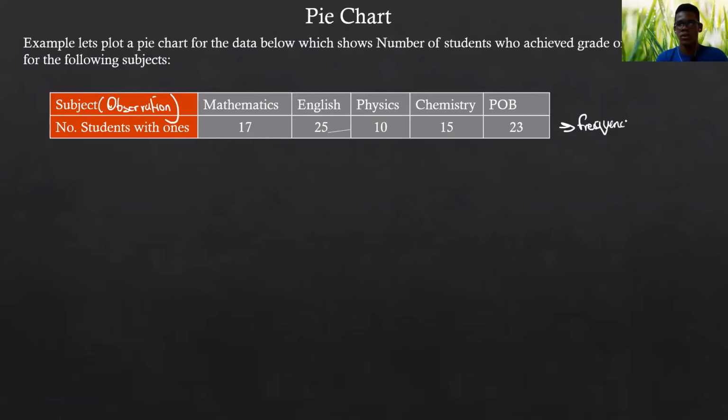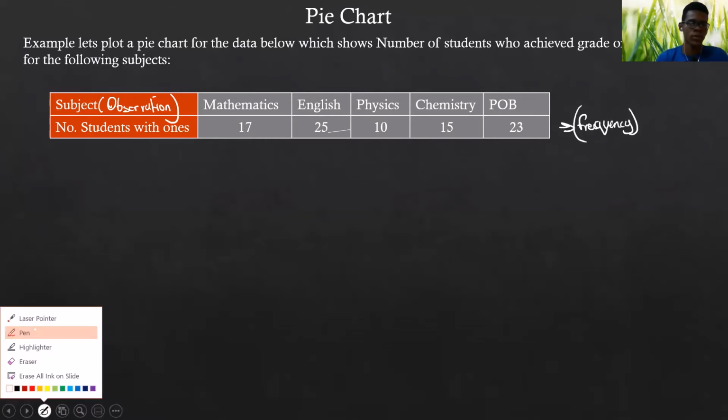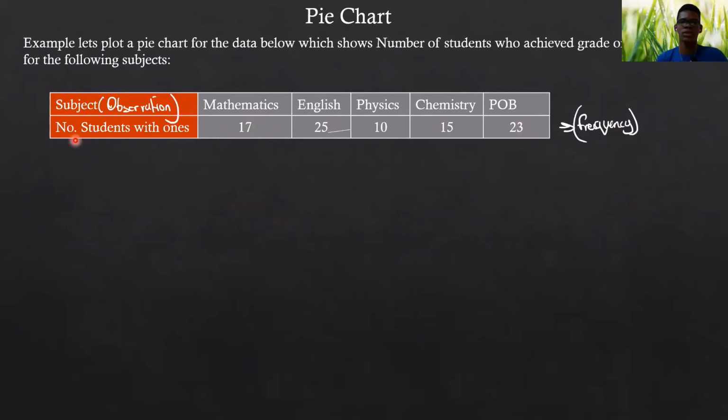Good. And these values just mean the frequency, or the number of students with grade 1s. So maths, 17 students got grade 1 for maths, English 25, physics 10, chemistry 15, POB 23. So right away you can see that English has the most. You should already be visualizing that English will have the biggest slice of the pie chart.